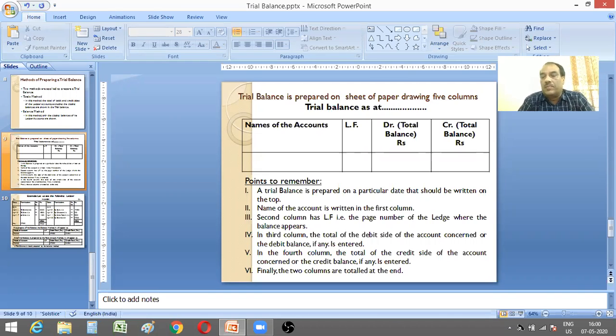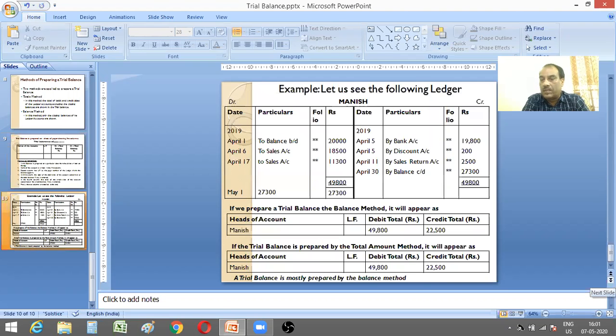In the fourth column, we write the total of the credit balance. Finally, we total both the columns at the end. So this is one of the formats where we prepare a trial balance with the help of the balancing method.